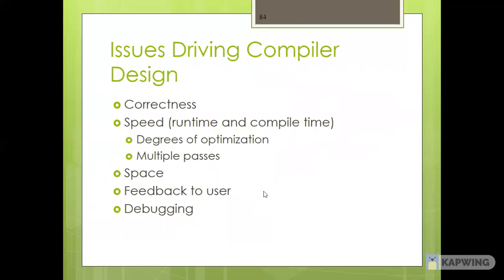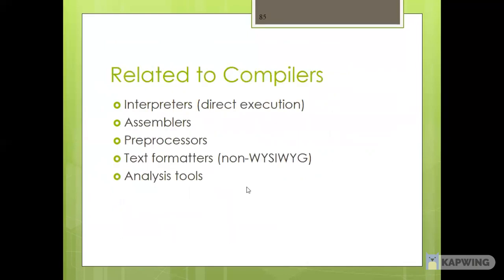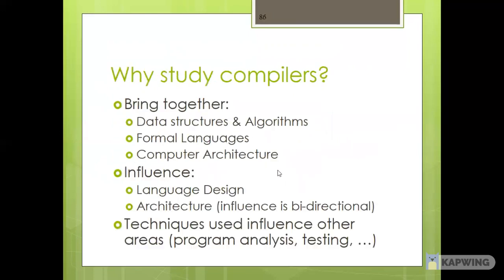So, issues driving compiler design: correctness, then speed (runtime and compile time), degree of optimization, multiple passes, feedback to the user, and debugging. These are some design issues in a compiler. Related to the compiler are the interpreter, direct execution, assembler, preprocessor, text formatting, and analysis tools.